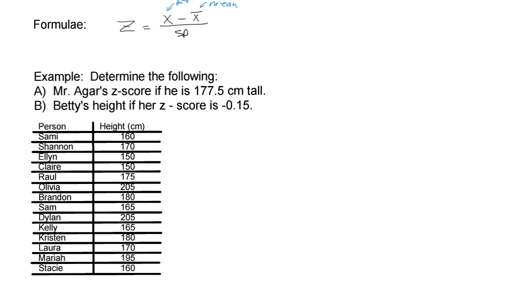So determine the following: the Z-score if Mr. Agar is 177.5 centimeters tall, and Betty's height if her Z-score is negative 0.15. The key idea here is we're going to be using the Z-score that we talked about up here. And the one thing that we need is the mean and the standard deviation.